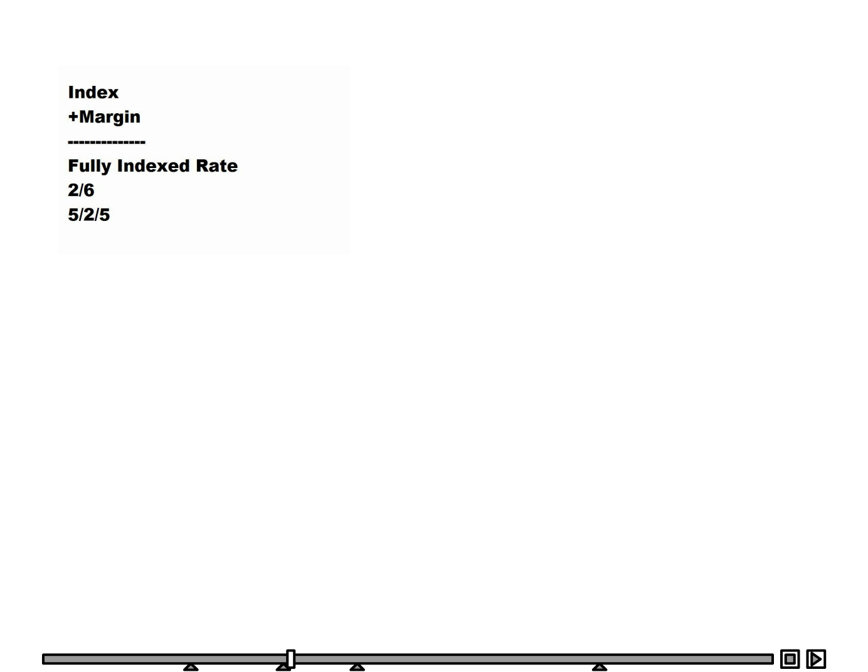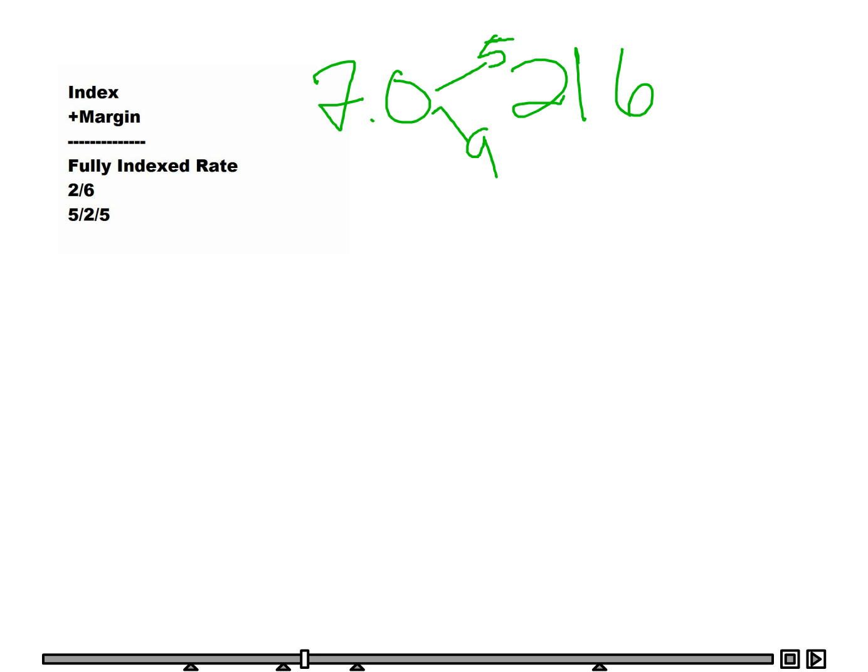Let's assume we have an ARM that starts at 7%. Not a very good ARM. And it has 2-6 caps. So the first year, after the first adjustment, the maximum this loan can go to would be 9%. The minimum it could go to would be 5%. Let's assume it goes right in the middle and goes to 8%.